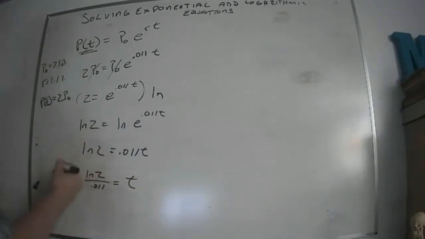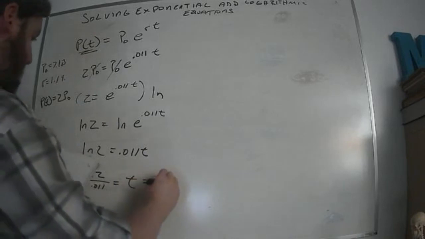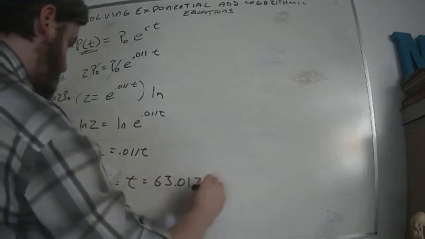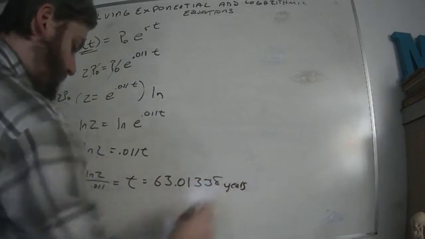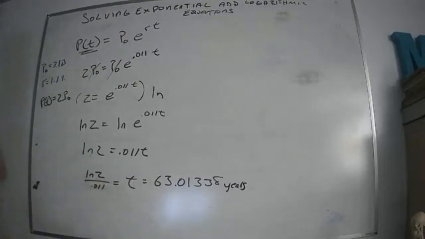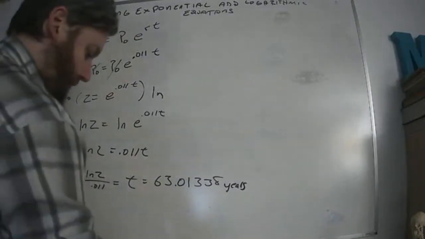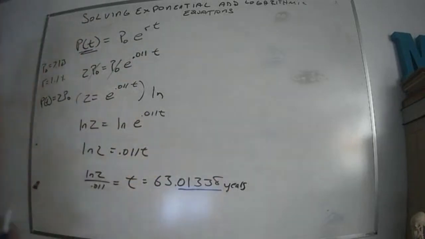Now, if we then plug that into our calculator, what we get is t equals, and the number in the calculator will look something like this. And this is in years. And if you write it this way, you are mathematically correct. But all of this is nonsense. This is worthless.